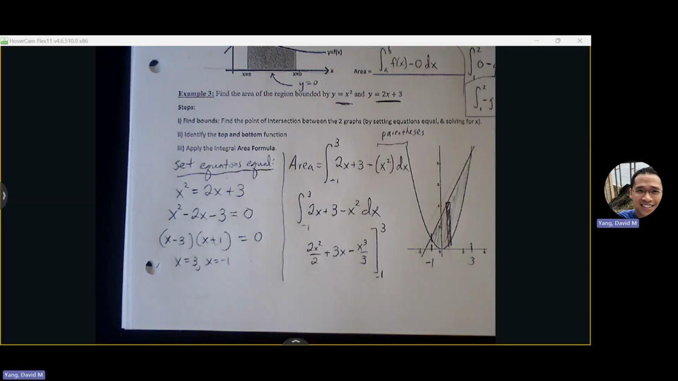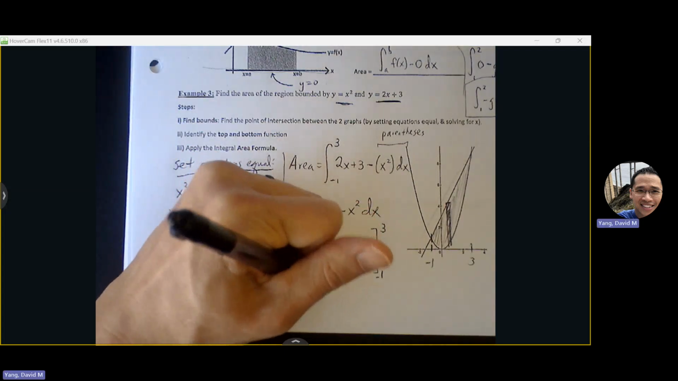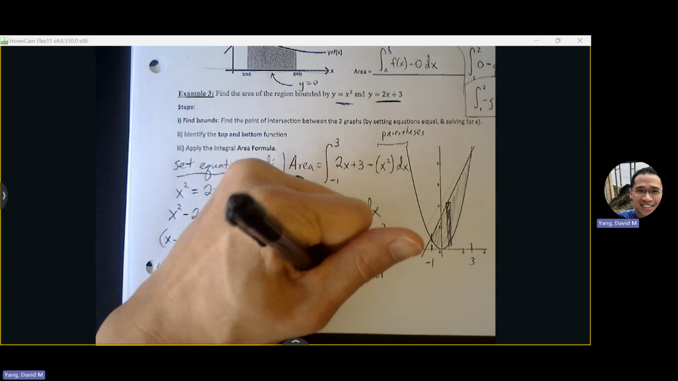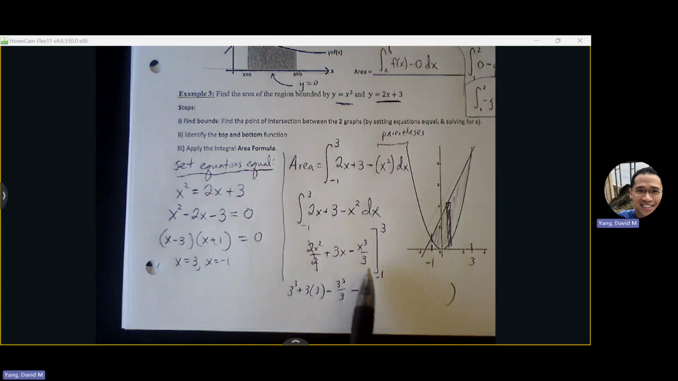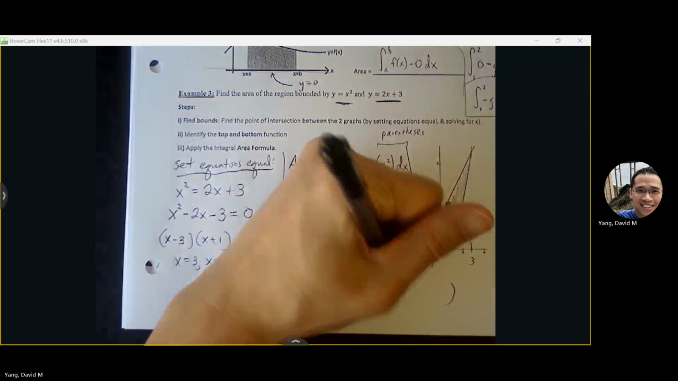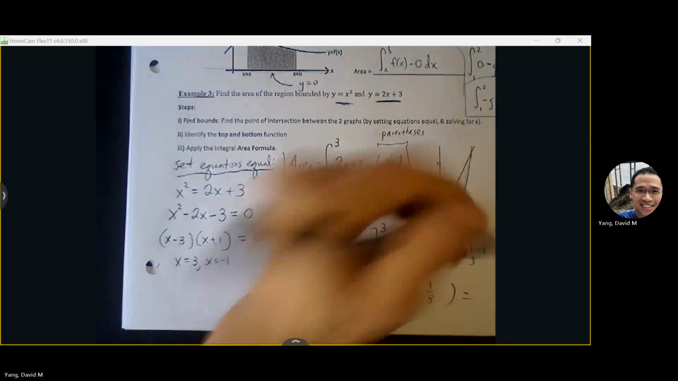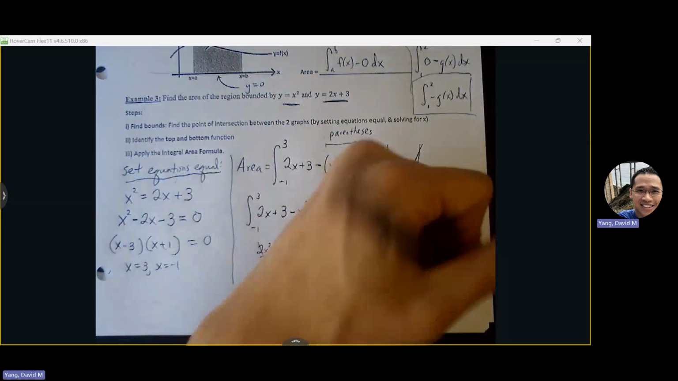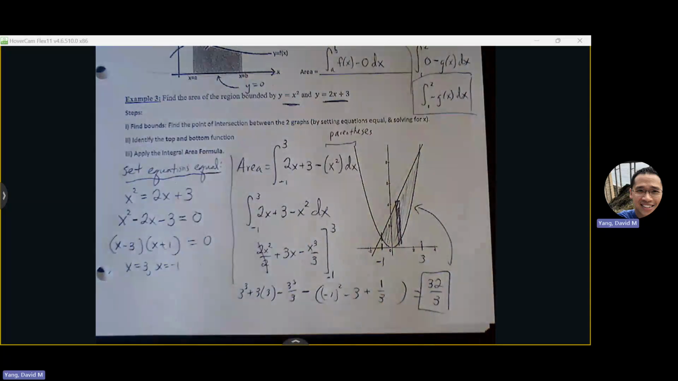Upper bound first, minus lower bound. You can cancel the 2's out. Upper bound is 3 cubed plus 3 times 3 minus 3 cubed over 3, minus big parentheses. Now we'll plug in the lower bound in this set of parentheses. Lower bound in for all the x's: -1 squared minus 3 plus 1/3. All right, all these numbers just combine to be 32 over 3. So 32 over 3 is the area of that shaded region.